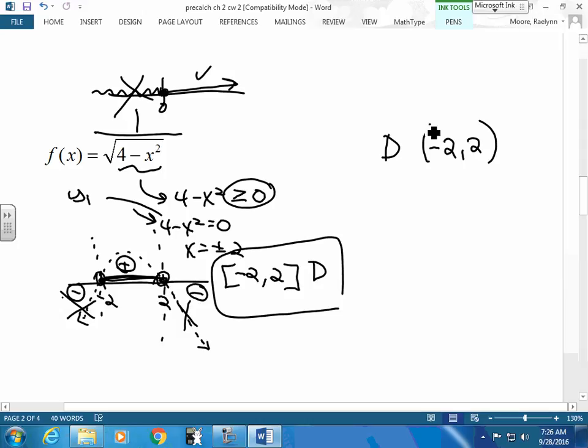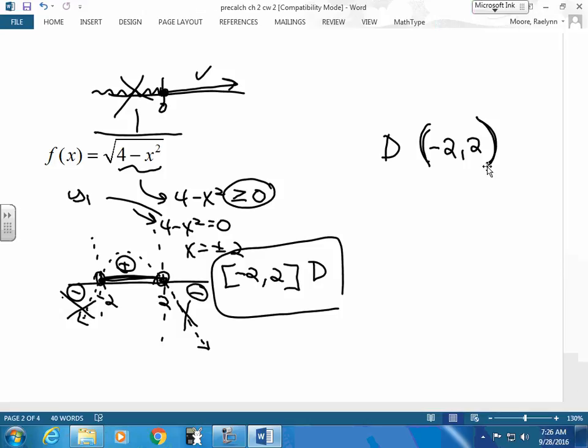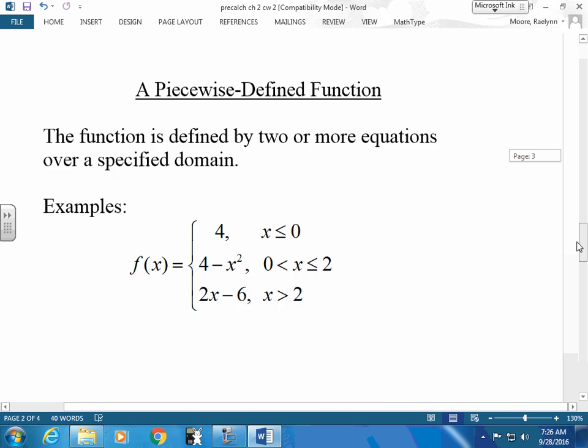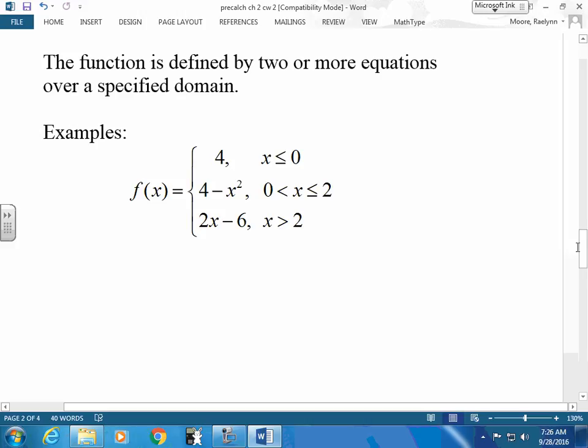So this was a soft bracket because we cannot use a 0 in the denominator. Good? Okay. These domains are going to start clicking. Some of you, they're already clicking. Some are still saying, I don't get the difference between a domain and a solution.